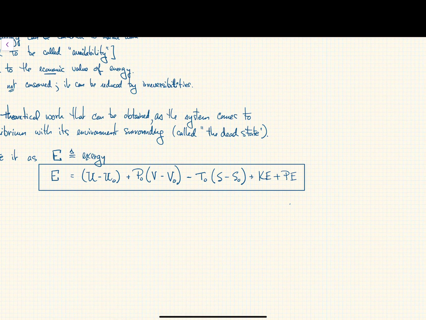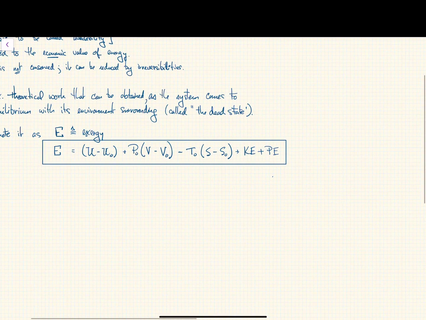So I encourage you to follow through the derivation of this expression for exergy. It's rigorously done in Moran and Shapiro. It basically comes off of the T dS equals dU plus P dV relationship, which you have seen in Thermal 1.